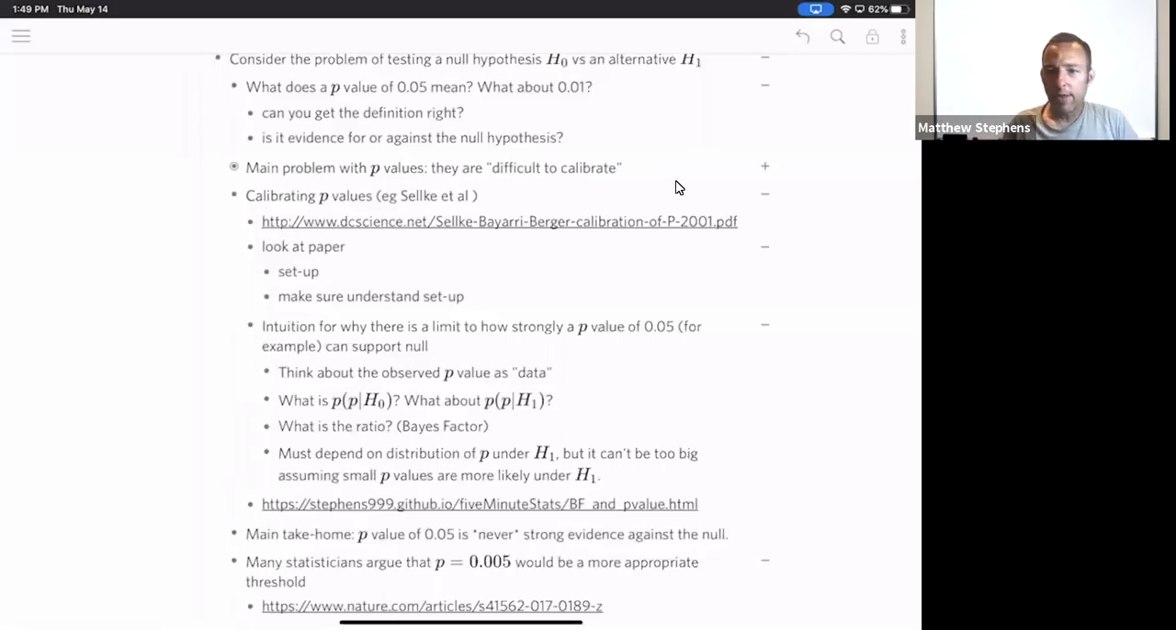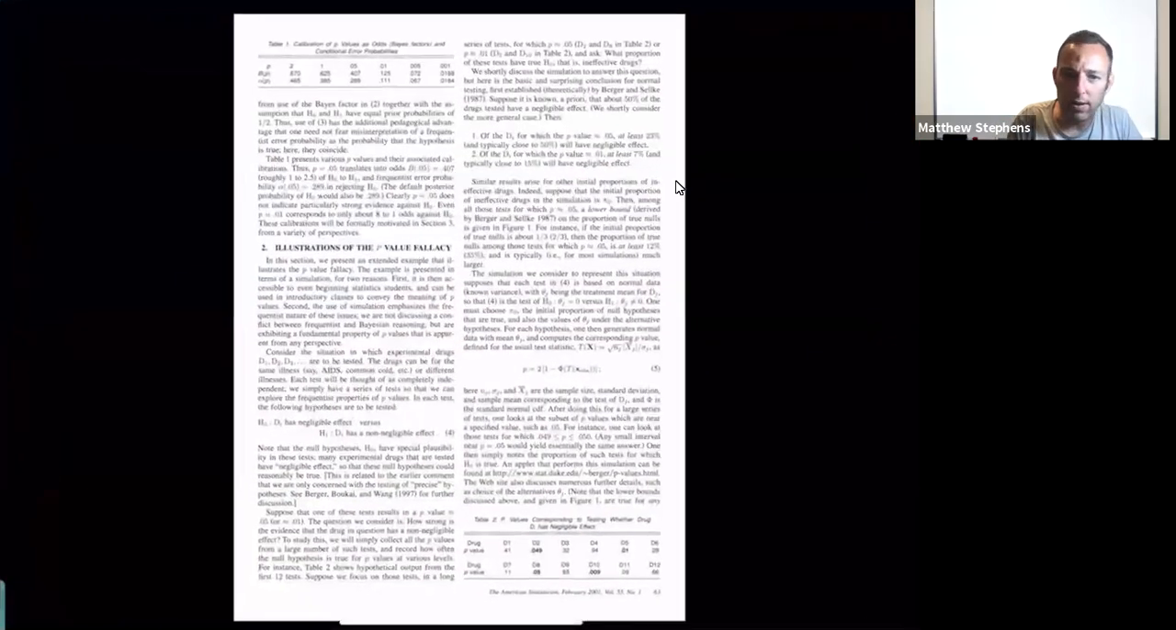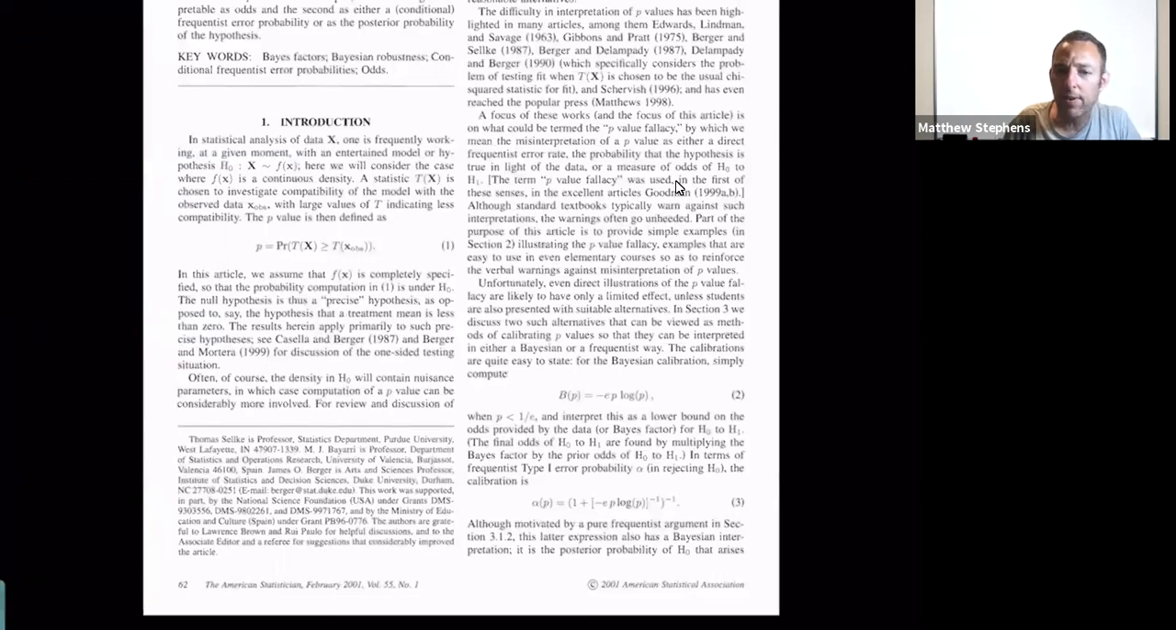Okay, so in this video, we're going to have a quick look at this paper here by Selkirk et al. So let me get the paper up and tell you what the paper's about. Effectively, the paper is asking the question, well, if I see a p-value of 0.05 or a p-value of 0.01 or any other p-value, what's the strength of the evidence that that conveys against the null hypothesis?